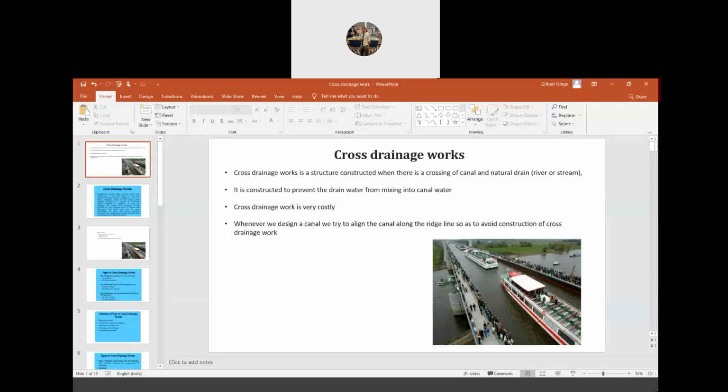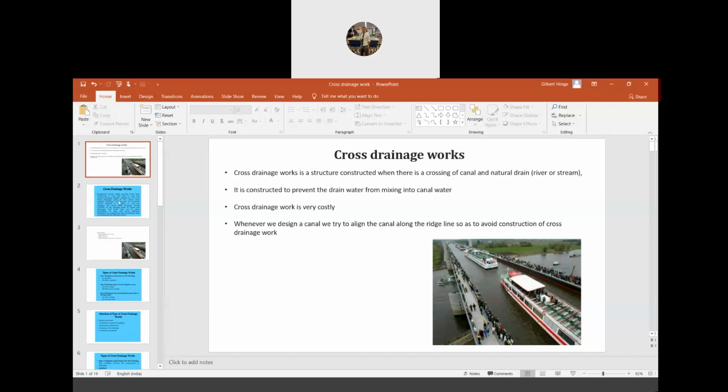As you can see in this picture, there is a canal here, and this canal has to cross a natural drain. There is a river here and there is a canal, so it has to cross this river. So in order to prevent the mixing of water between the water carried by the canal and the water carried by the river, we construct some kind of a structure called a cross drainage work.